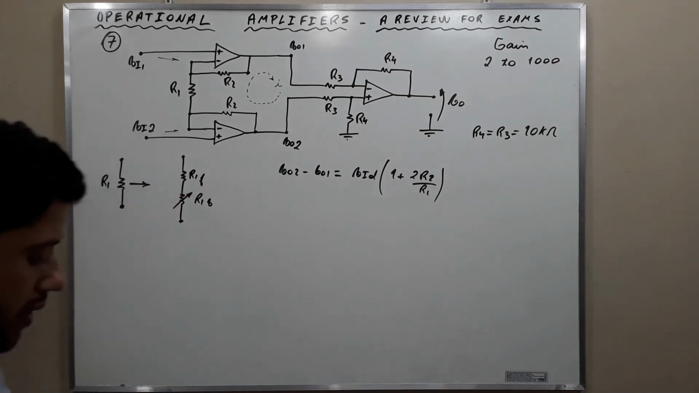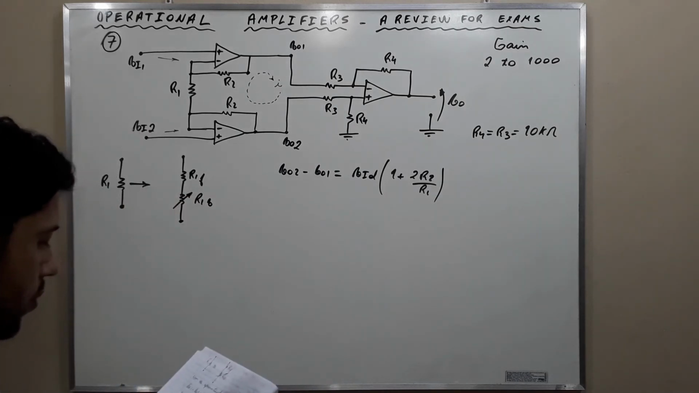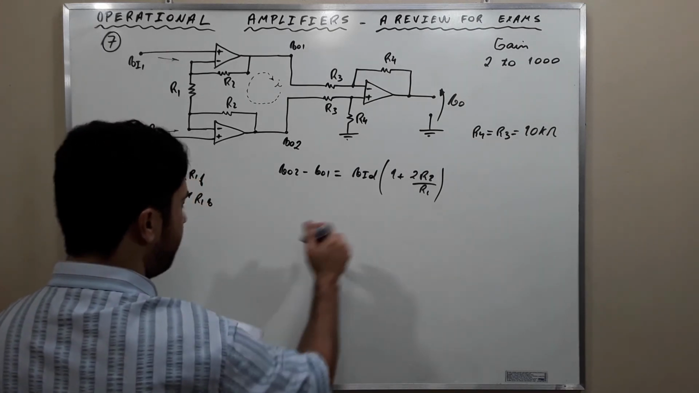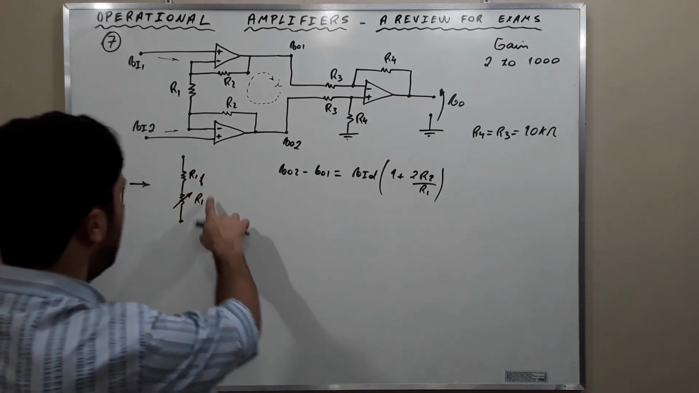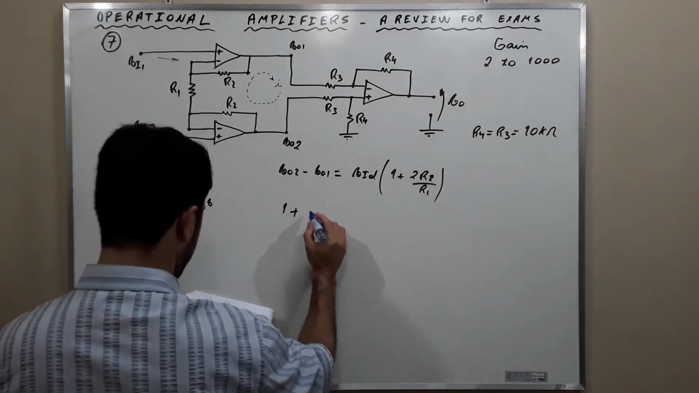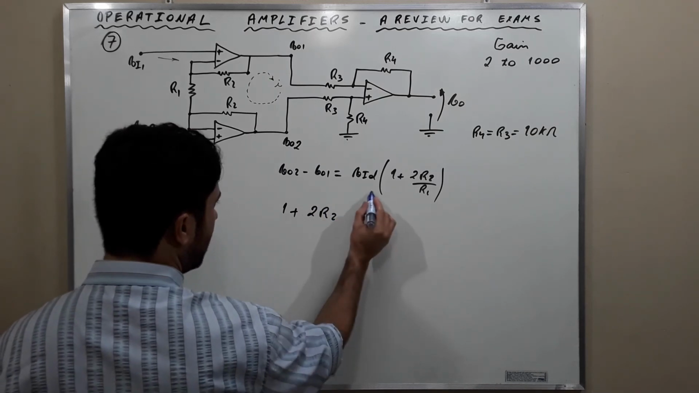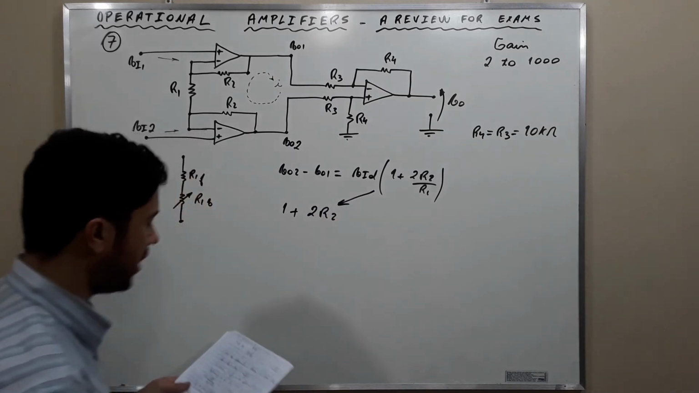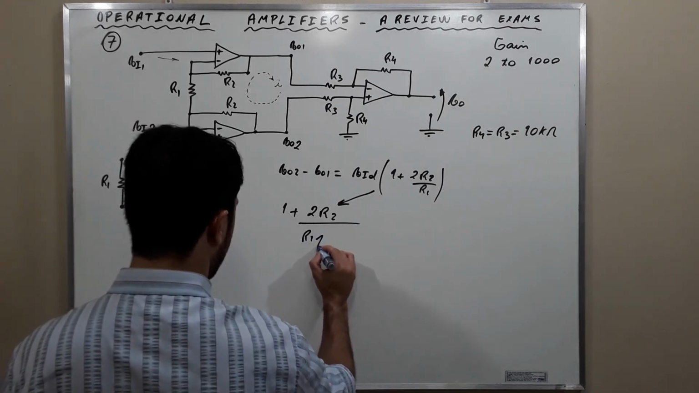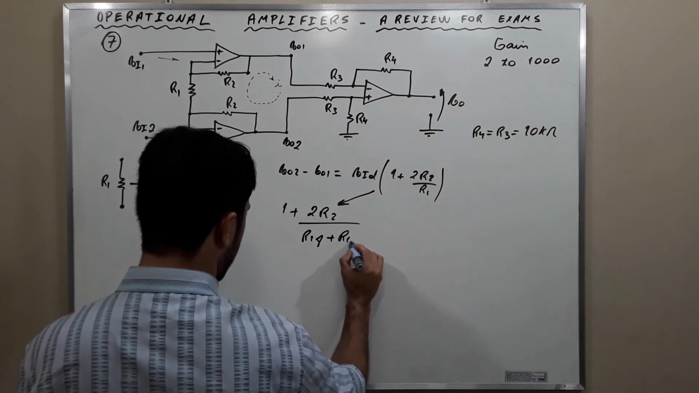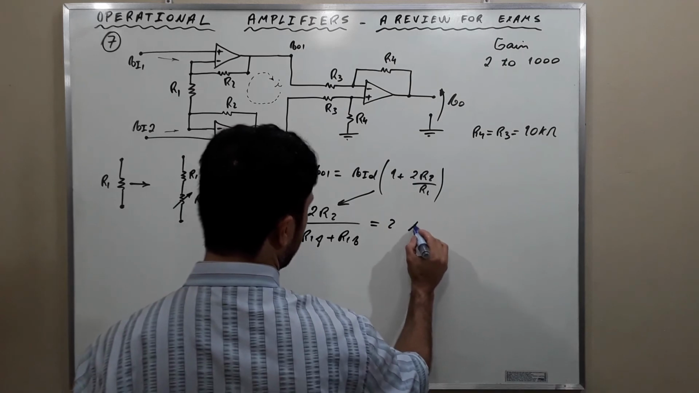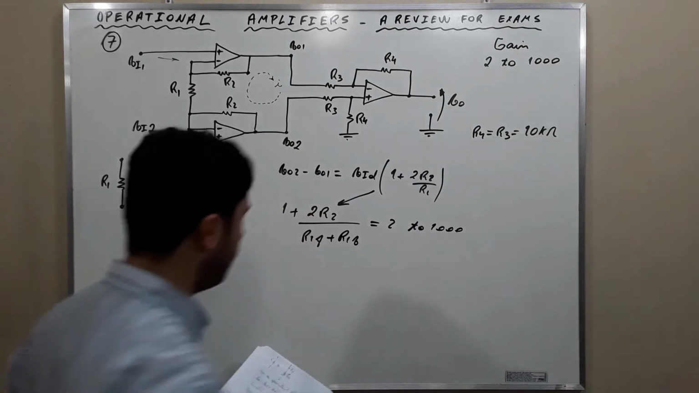Replacing R1 by R1F and R1V, we get here, this is the gain. We are going to replace R1 by R1F and R1V. 1 plus 2 times R2, okay? We are taking this step. We are going to replace R1 by R1F plus R1V. And this has to be equal to 2 to 1000. Okay?